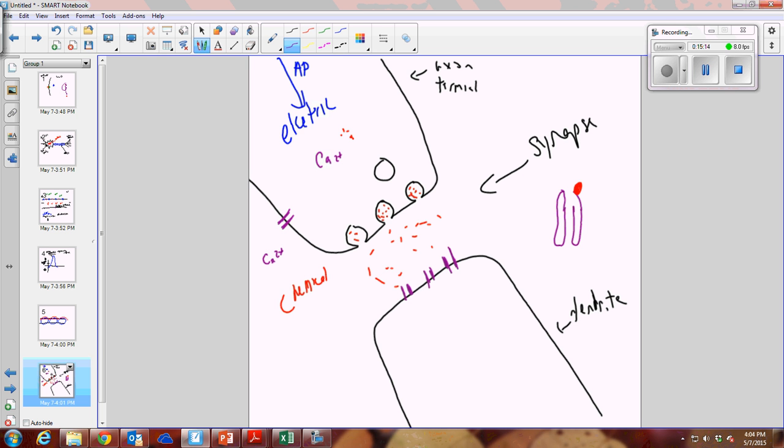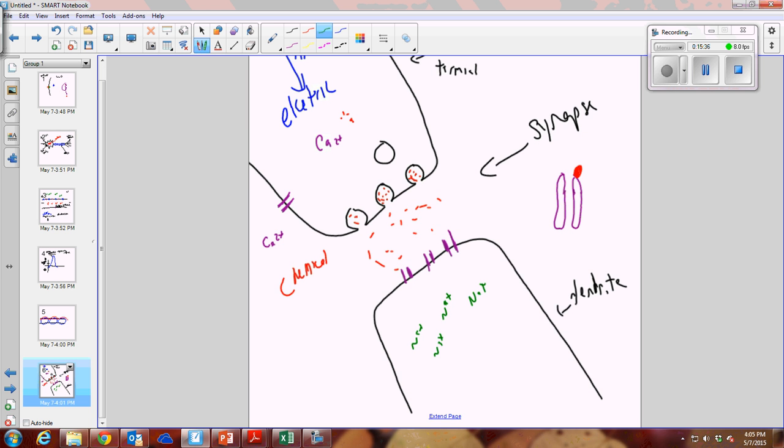Well, what's going to happen when that gate opens up? All the sodium that is outside the cell is going to rush in, and that's going to cause depolarization, which is going to cause a new action potential to form. And that action potential is going to go down this nerve. And so we've switched from electrical to chemical back to electrical, and those two nerves never touched one another. And it all has to do with that neurotransmitter.